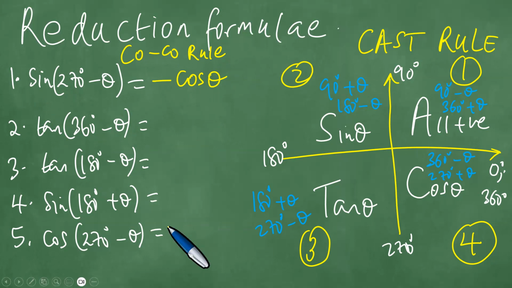Let's look at the next one. The tangent of 360 degrees minus theta. What do you get? The tangent of 360 degrees minus theta. Anyone?